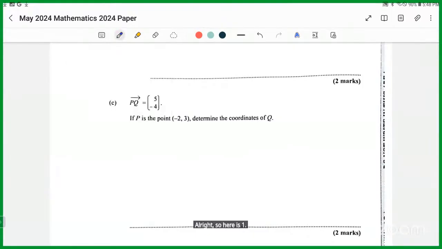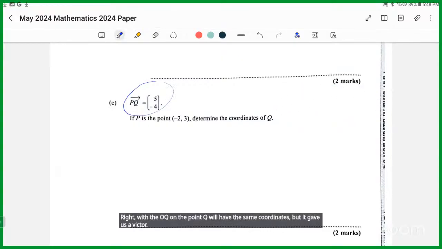This is 2024, June 2024. So it gives us this vector PQ, and it says P is a point (-2, 3). And I want us to find the coordinates of Q. Remember, to find the coordinates of Q, we can find a position vector of Q, we find OQ. OQ will have the same coordinates as the point Q. Right? The vector OQ and the point Q will have the same coordinates. But because they gave us a vector, here we're going to use a vectors method to do it.